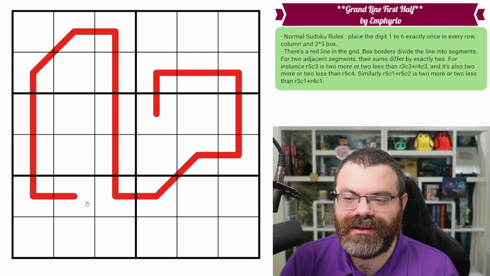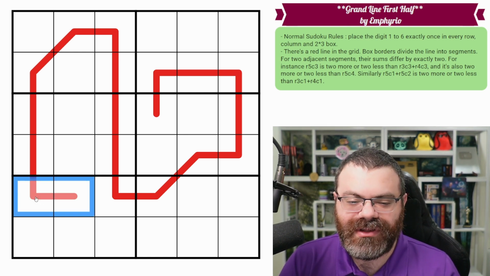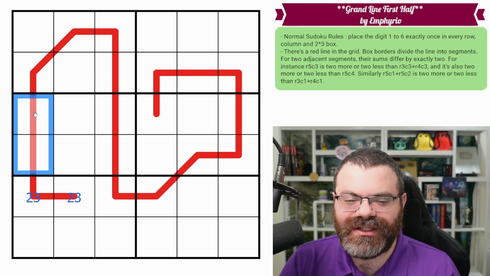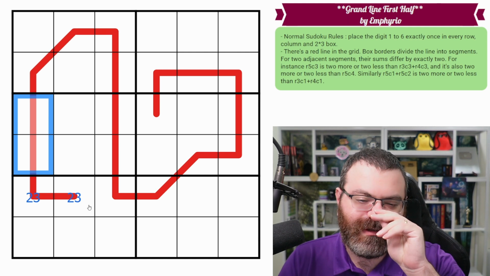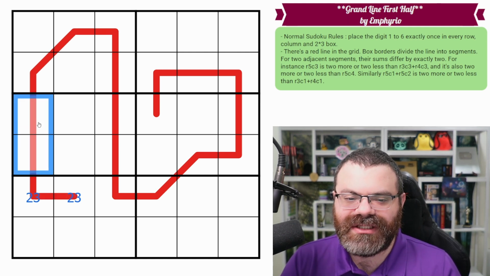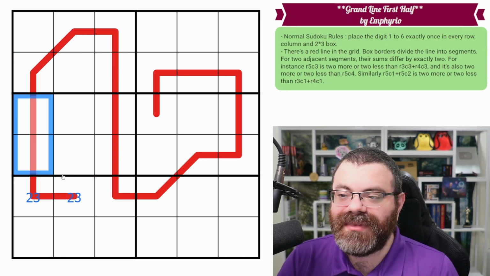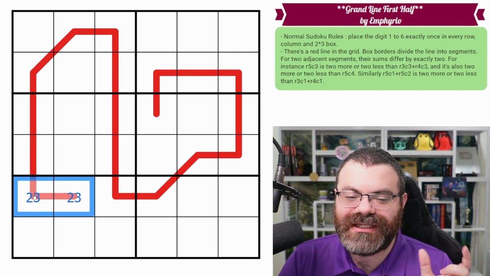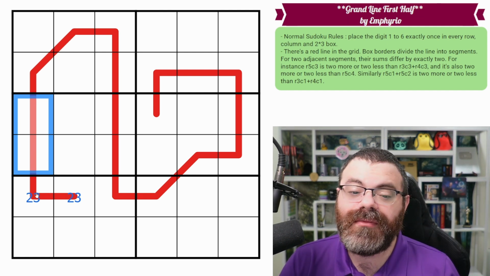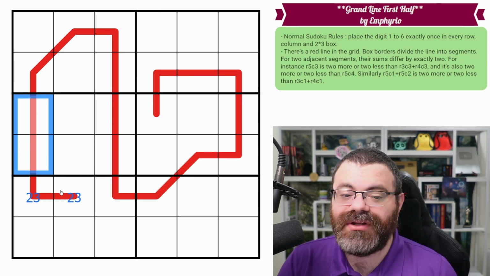Now, what do we know about the digits on the red line? Well, we know things about their sums. For example, the sum of these two, whatever it is, say it was 5, 2 plus 3. Each segment has up to 2 adjacent segments. This is at the end, so it only has 1 adjacent segment. But this one, for example, is adjacent to this one and this one. The adjacent segments, take their sums. Those sums have to have a difference of 2. We don't care about the order, just that if you were to subtract the bigger one from the smaller one, you would get 2.